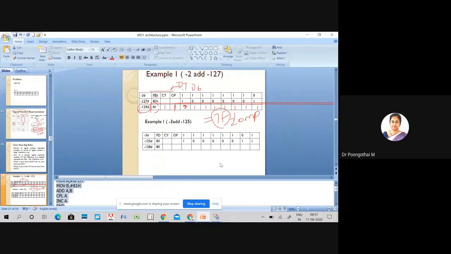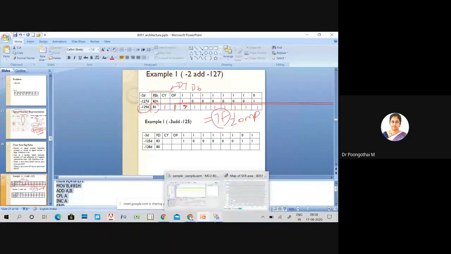Please, students, work out the problem. Otherwise, you will not understand the flag concepts in 8051. It is very important while doing our programs. This concept is very important. Otherwise, it's very difficult to write your assembly level language. So first find out whether the result is within the range of an 8-bit signed number.